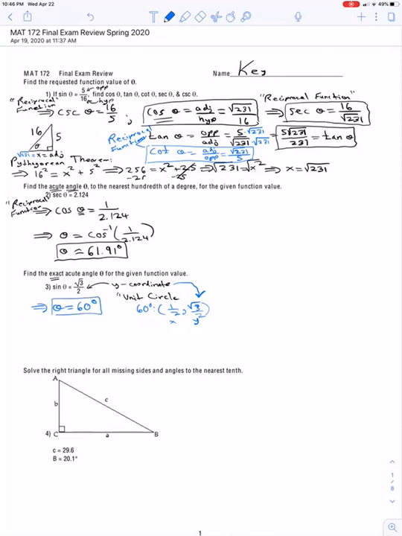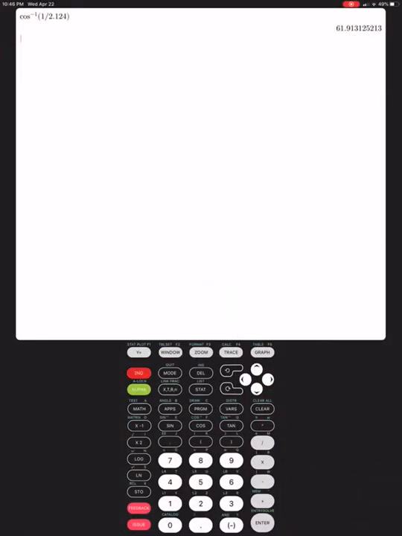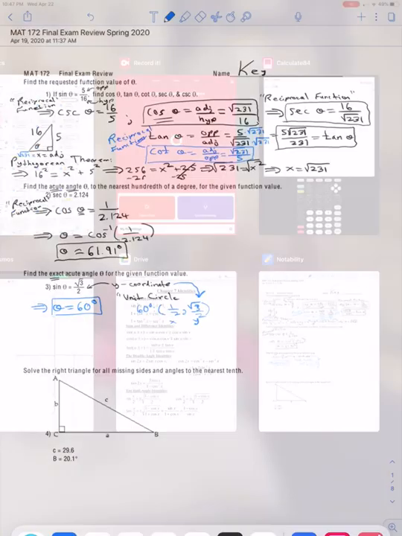Now again, if you wanted to, you can put it in your calculator. If you want to pull up your calculator, we can still use inverse properties. What's second sine of square root of 3 over 2? So let's put in the square root of 3 over 2, which again is going to give us 60. So we don't need a calculator, but we could use inverses to show it. All right, let's move on.